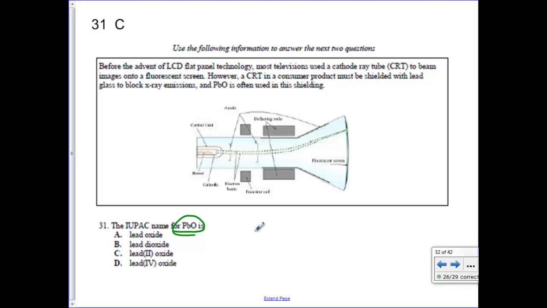Okay, we're looking to name this guy right here, PbO. So Pb is lead, and O is oxygen, so it's oxide, but lead has more than one charge. And so if oxygen is -2, that means lead has to be 2. So this should have been lead(II) oxide.